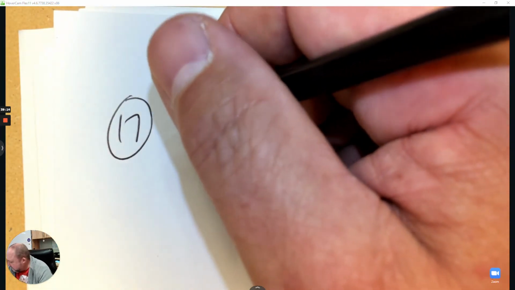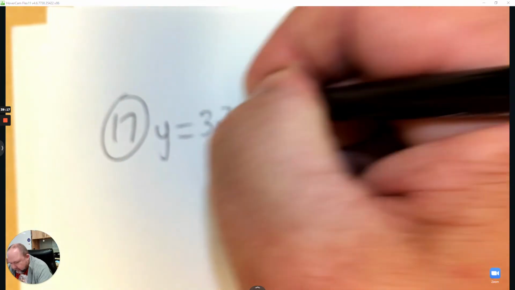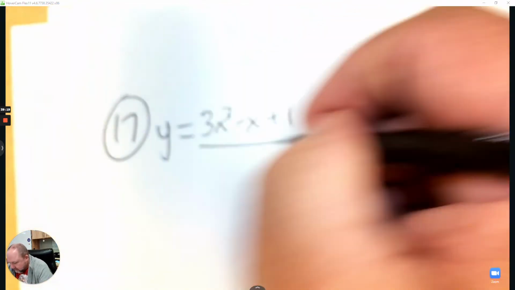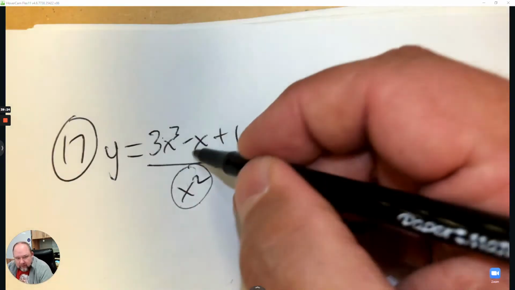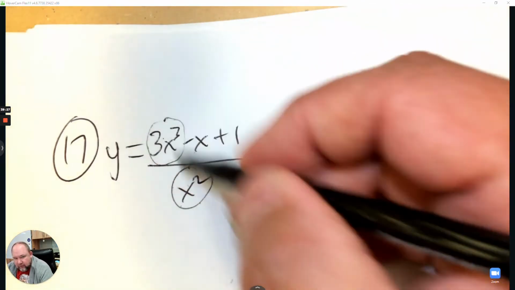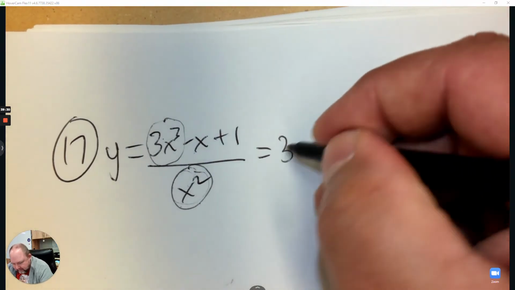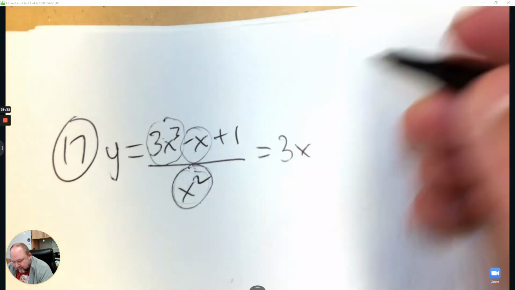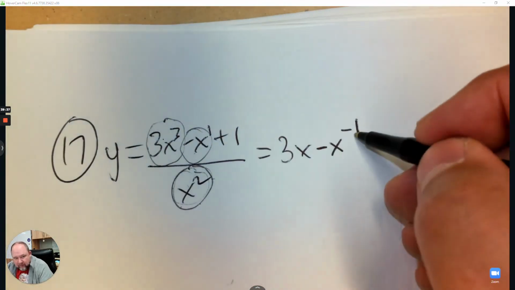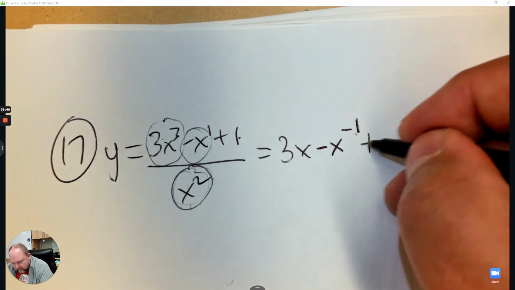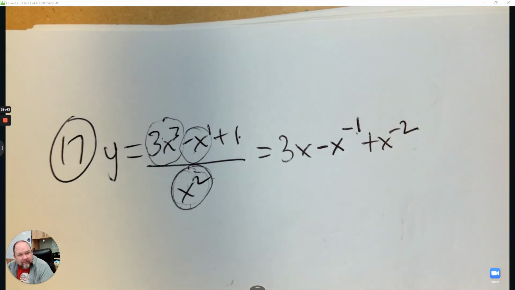Number 17. Now some review questions from way back that's important to do. For number 17, y equals 3x cubed minus x plus 1 over x squared. And I want to differentiate. So I'm first going to simplify it. This x squared belongs to every term. So 3x cubed divided by x squared is just 3x. Negative x divided by x squared would be, when you subtract the exponents, negative 1. And then 1 over x squared, when you write it calculus friendly, would be plus x to the negative 2.